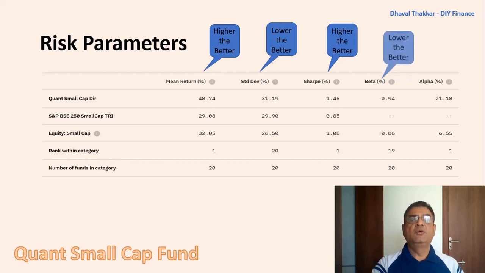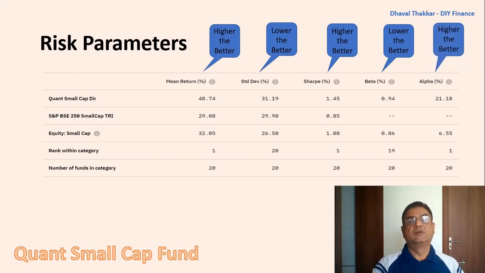Here, lower the value is better. Fifth one, alpha, that is a tool that measures how much better the fund has performed compared to the category. Here, it is 21.18, which is far more than the category average. Here, higher the value is better.